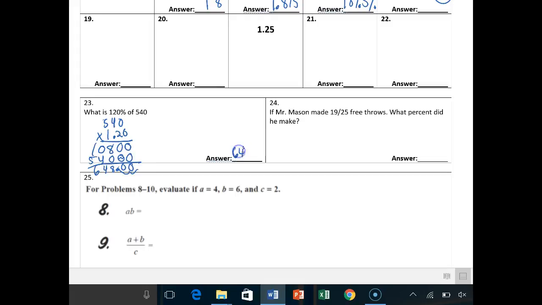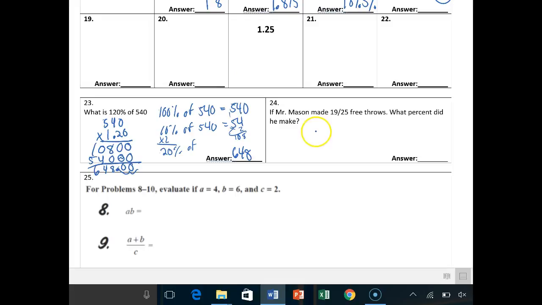648. 648 is my answer. Again, you could have done that by saying 100% of 540 is equal to 540. And then 10% of 540 is equal to 54. And since we need 120%, that's 100% plus two 10%s. So 20% of 540 would have just been 54 times 2, and that would have been 108, my fault. 108 plus 540 would have given you 648.